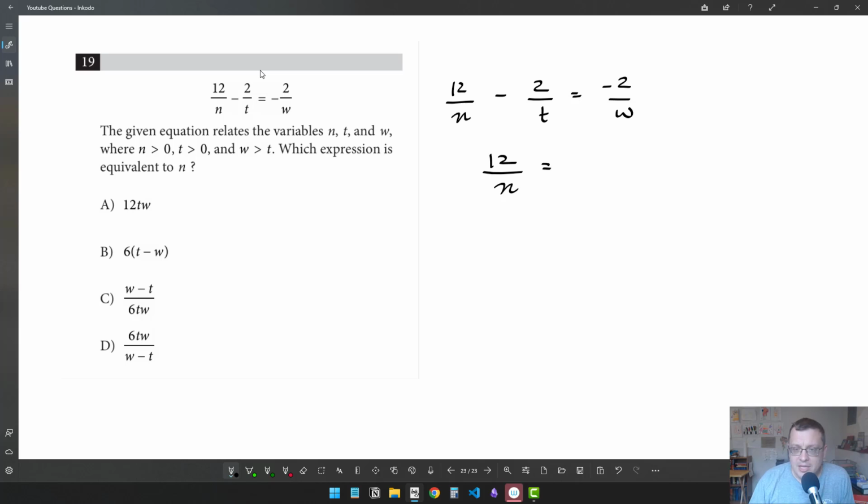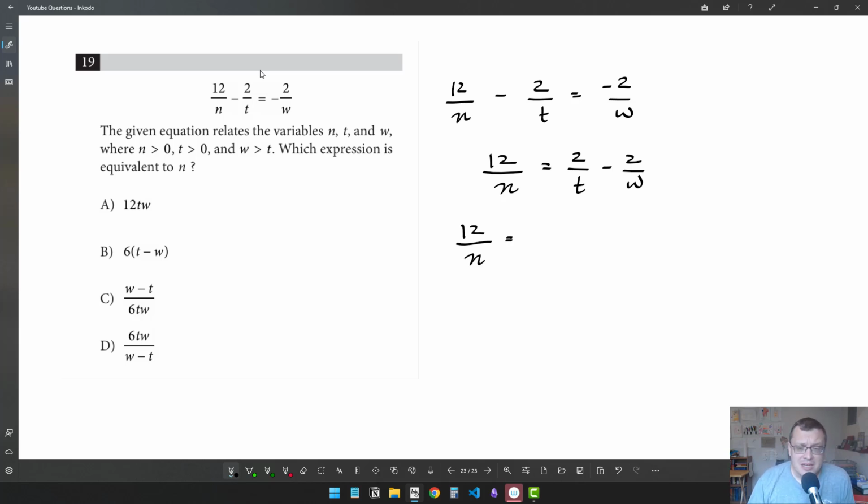So 12 over n would equal 2 over t minus 2 over w. When I add 2 over t to both sides, I get this. Let's now combine these fractions, because part of the challenge here is these are all in the denominator, and it's kind of annoying when they're in the denominator like this. So my goal is to get them out of the denominator, but first I want to combine these into one fraction, because that'll create some flexibility with how I can handle this.